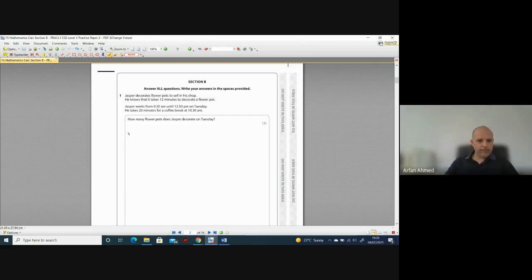So let's start off with our starting point, which is 9:30 a.m., and our finish time is 12:50. However you get there is completely your choice. So let's work out how many hours and minutes it would take to get from 9:30 a.m. to 12:50. We'll deal with the 20-minute break later on. Let's work out how many hours and minutes it takes for this first.